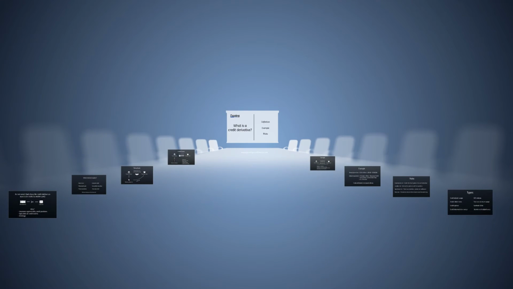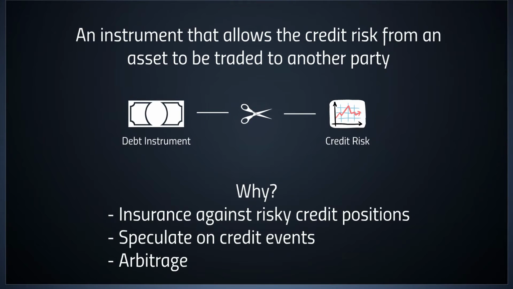First, let's start with what is a credit derivative. It's an instrument that allows you to separate the credit or default risk from an asset or pool of debt instruments and trade them to another party. Now we're just separating the credit or default risk. None of the other features of the bond are part of the credit derivative. These can then be bought and sold between private parties or through the open market.